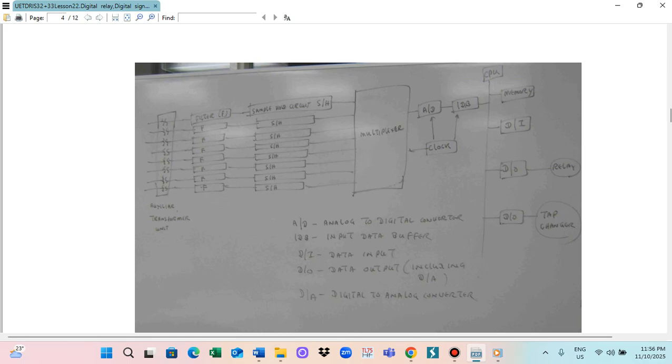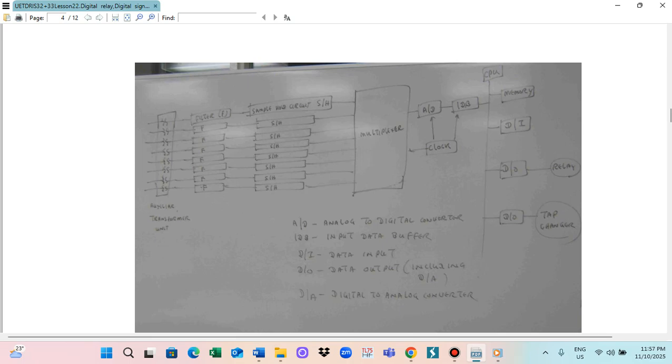Okay, sample hold circuit. We take the sample, all the data, and then we put it to the multiplexer. So this one we put to the multiplexer. Multiplexer means there are many lines, but you've got only one computer.